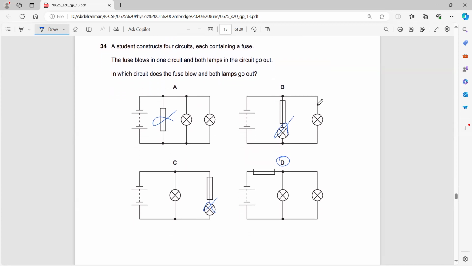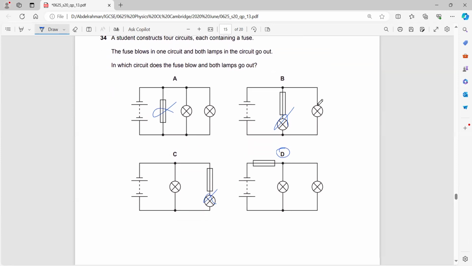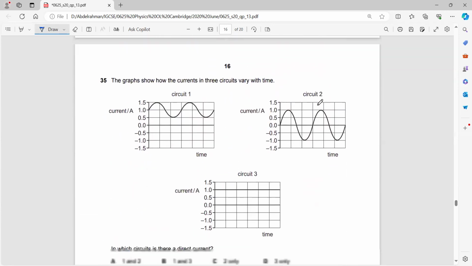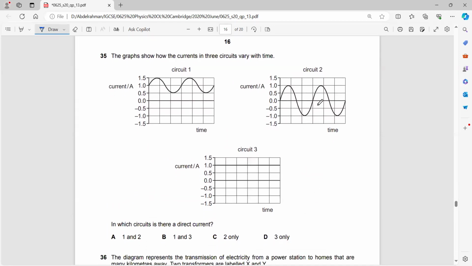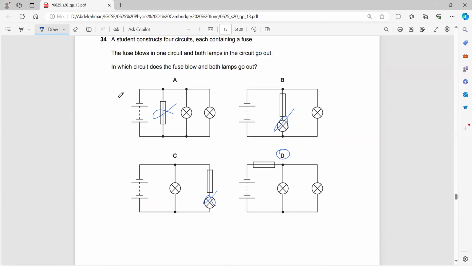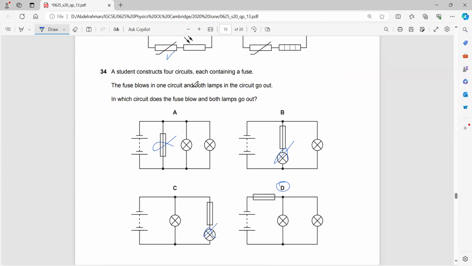Any questions? Which of these circuits has direct current? You're asking why wouldn't it blow in A? Because in A no current will pass through the fuse at all.